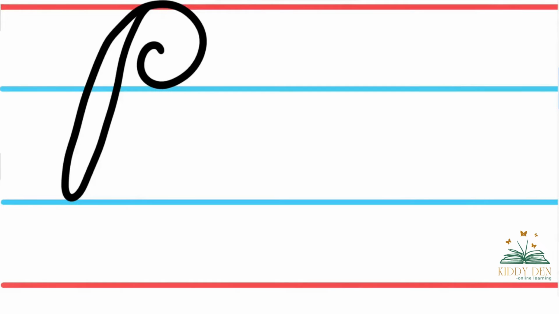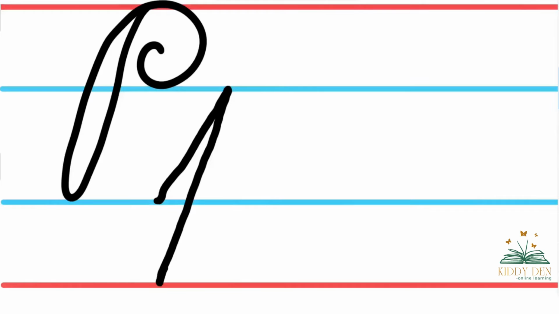Now let us start writing small p. Start from the blue line, slant line, one more slant line, go back on the same line, down curve, up curve.